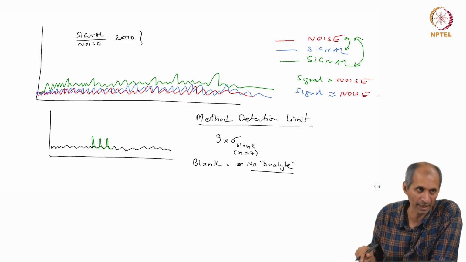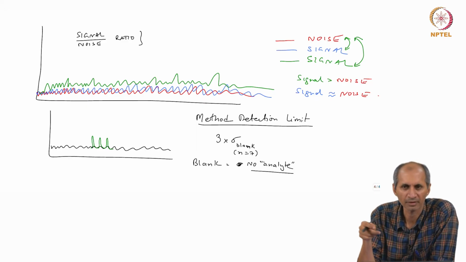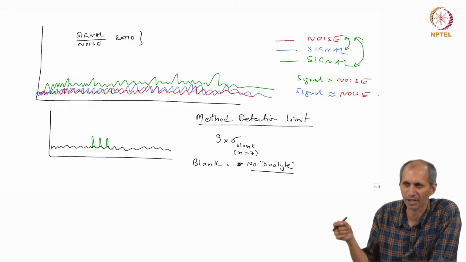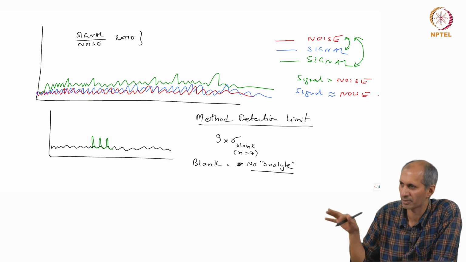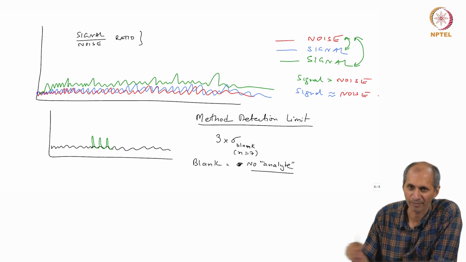There are different kinds of blanks, we will talk about that in a minute. In this case the blank will be an empty filter paper. You are taking a filter paper out of a box, it is not exposed to air, you keep it, it will show some reading. You take it out, after some time switch on the balance again, put it again, it will show some reading. You do it 7 times.